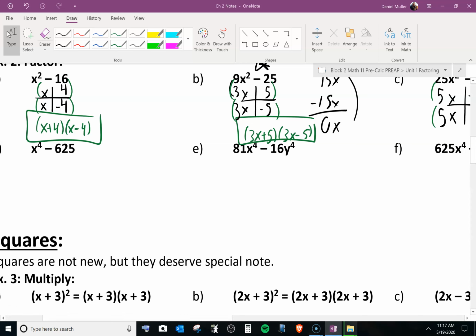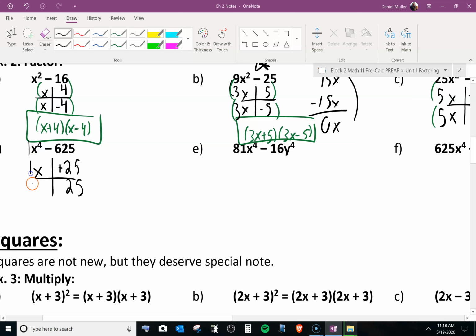Let's continue with factoring these. Some things that I noticed: I'm missing my middle term, it's gone. The other thing that I noticed is that 625 is a perfect square. It's 25 times 25. I want to make one of them positive and one of them negative in order for me to get the negative. And that there's a 1 here.